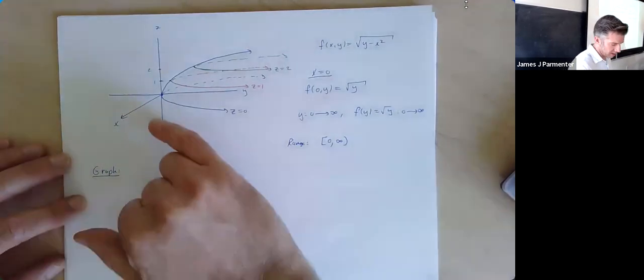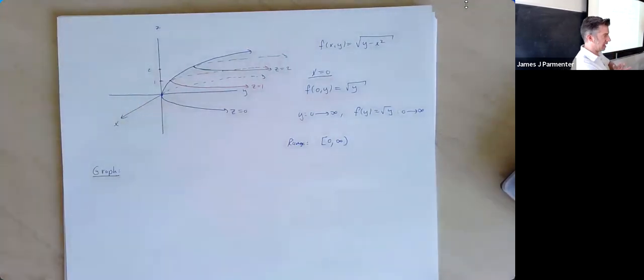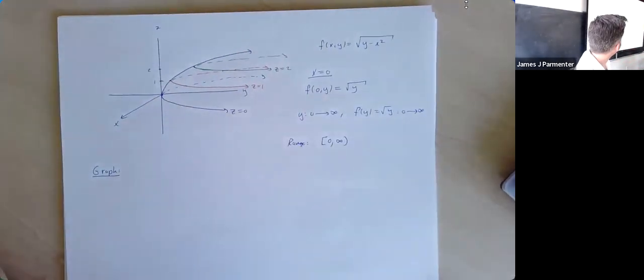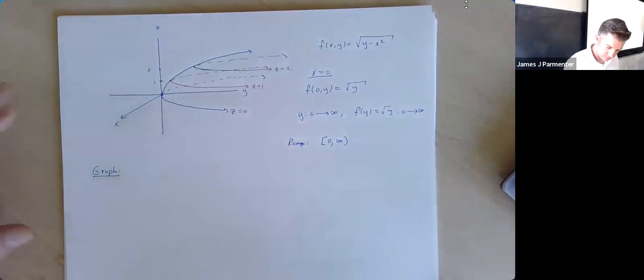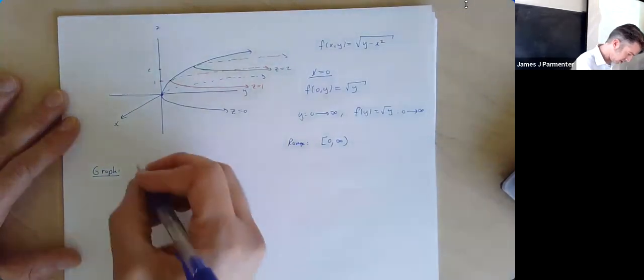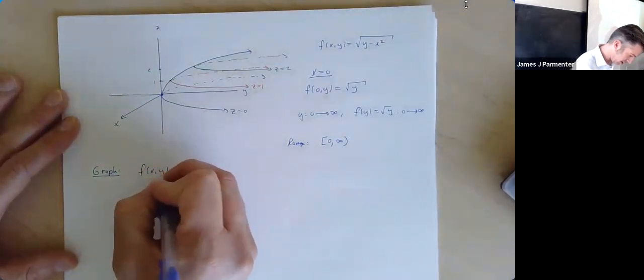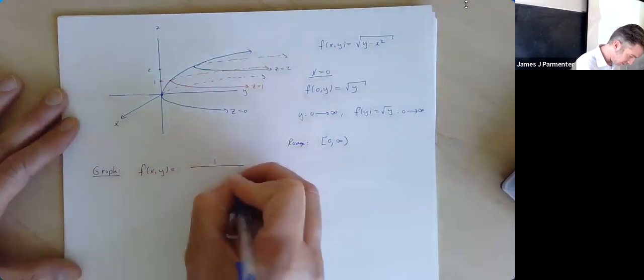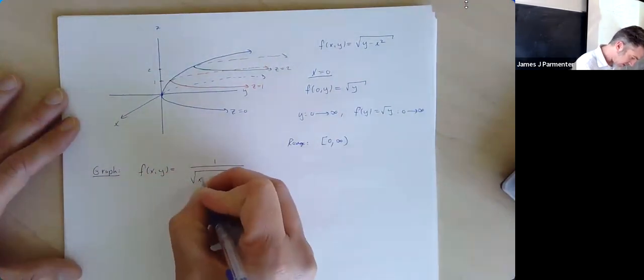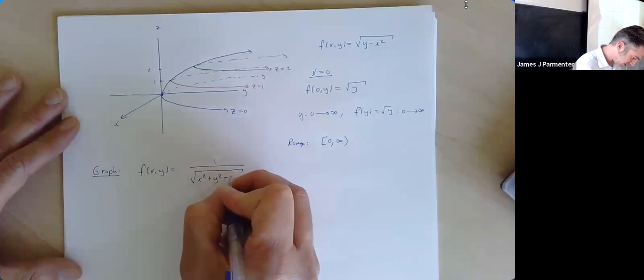I often try to draw the part of the surface that's behind what I'm seeing as dashed. Other people don't always do that. So let's look at another example. Let's look at graphing the function f of x, y equal to 1 over the square root of x squared plus y squared minus 4.